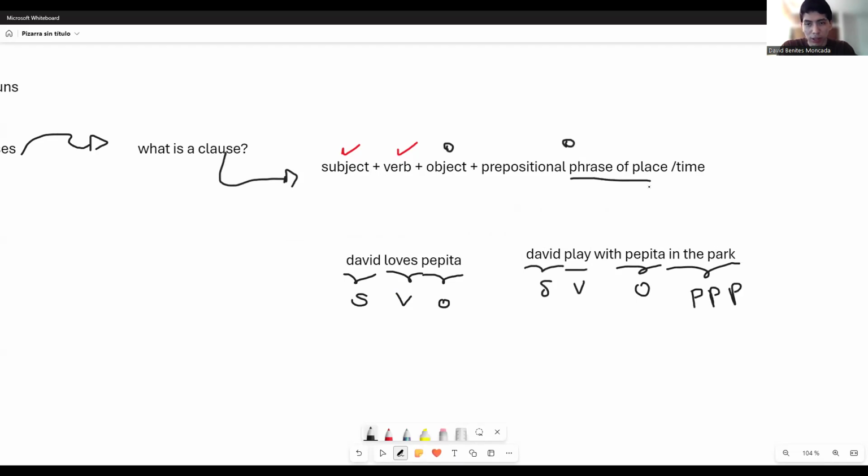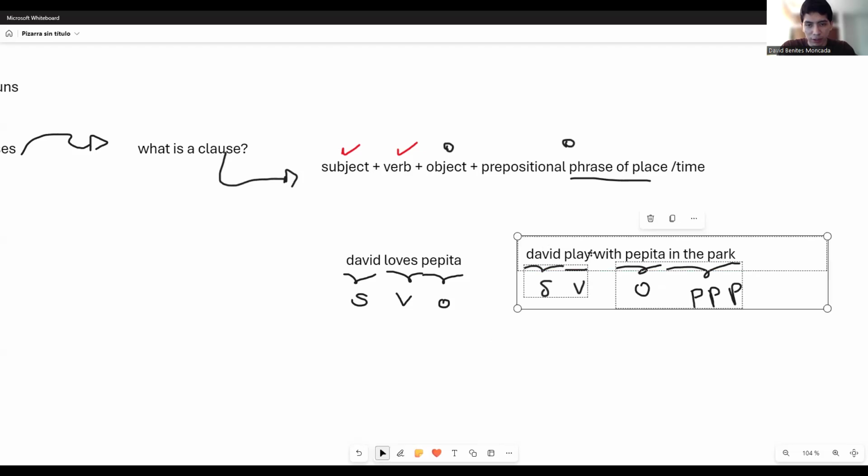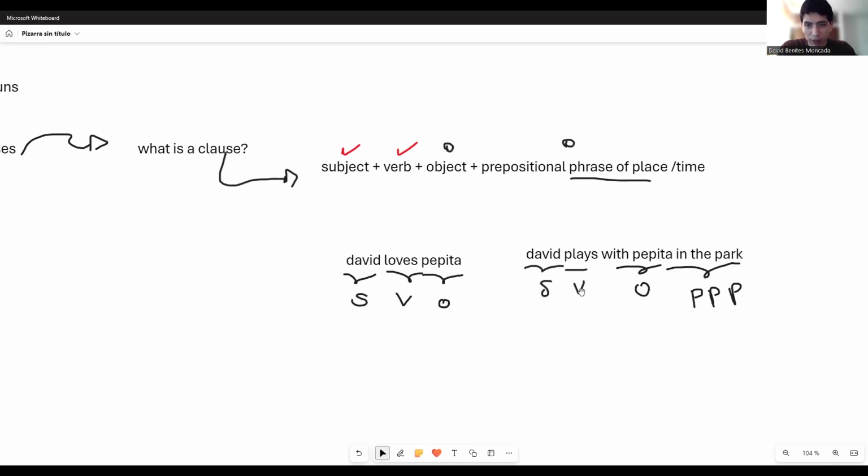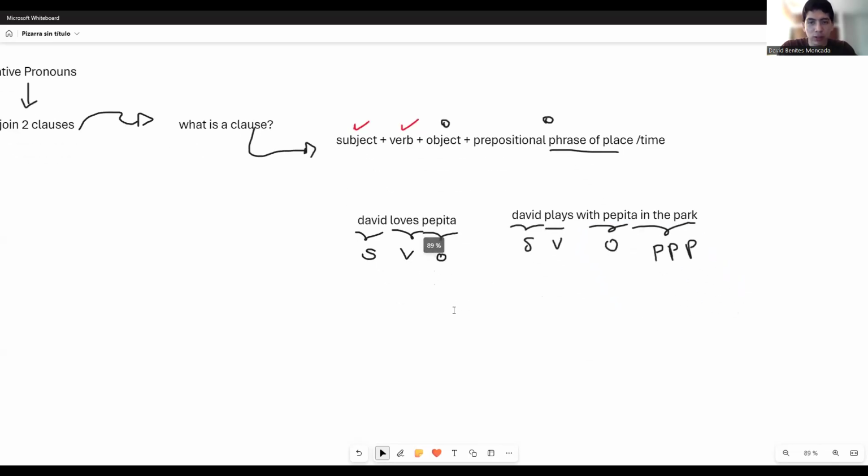David plays with Pepita. That's true. It was my fault. David plays with Pepita: subject, verb, object, and prepositional phrase of place. You see? Let's look at this part.